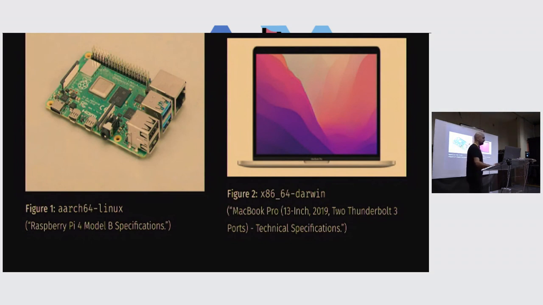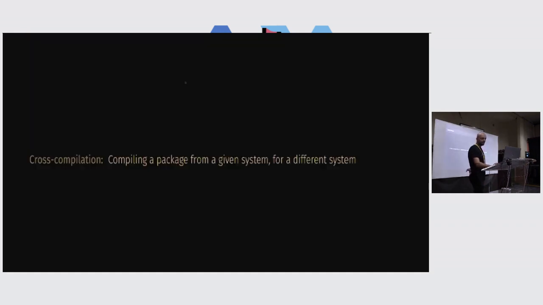On the left, you have a Raspberry Pi, whose CPU is ARM 64-bit, and which is going to be running Linux. And on the right, you have a macOS, which we say is a Darwin operating system, and it's an older one, so it's going to be x86 64. And both of these architectures are considered tier 2 in nixpkgs, so they are well supported.